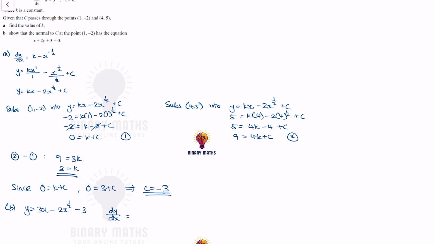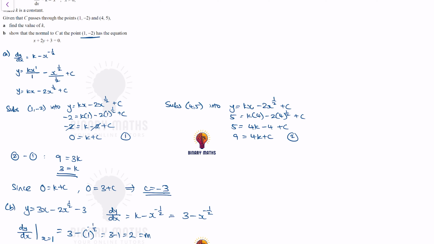It's just k minus 3. So it was k minus x to the minus a half, which is the same thing as 3 minus x to the minus a half, because we know k is 3. So if I want to find the dy/dx at the point, because it's (1, -2), x is equal to 1. All I need to do is substitute 1 into dy/dx. So 3 minus 1 to the power of minus a half, which is just 3 take away 1, which is equal to 2.